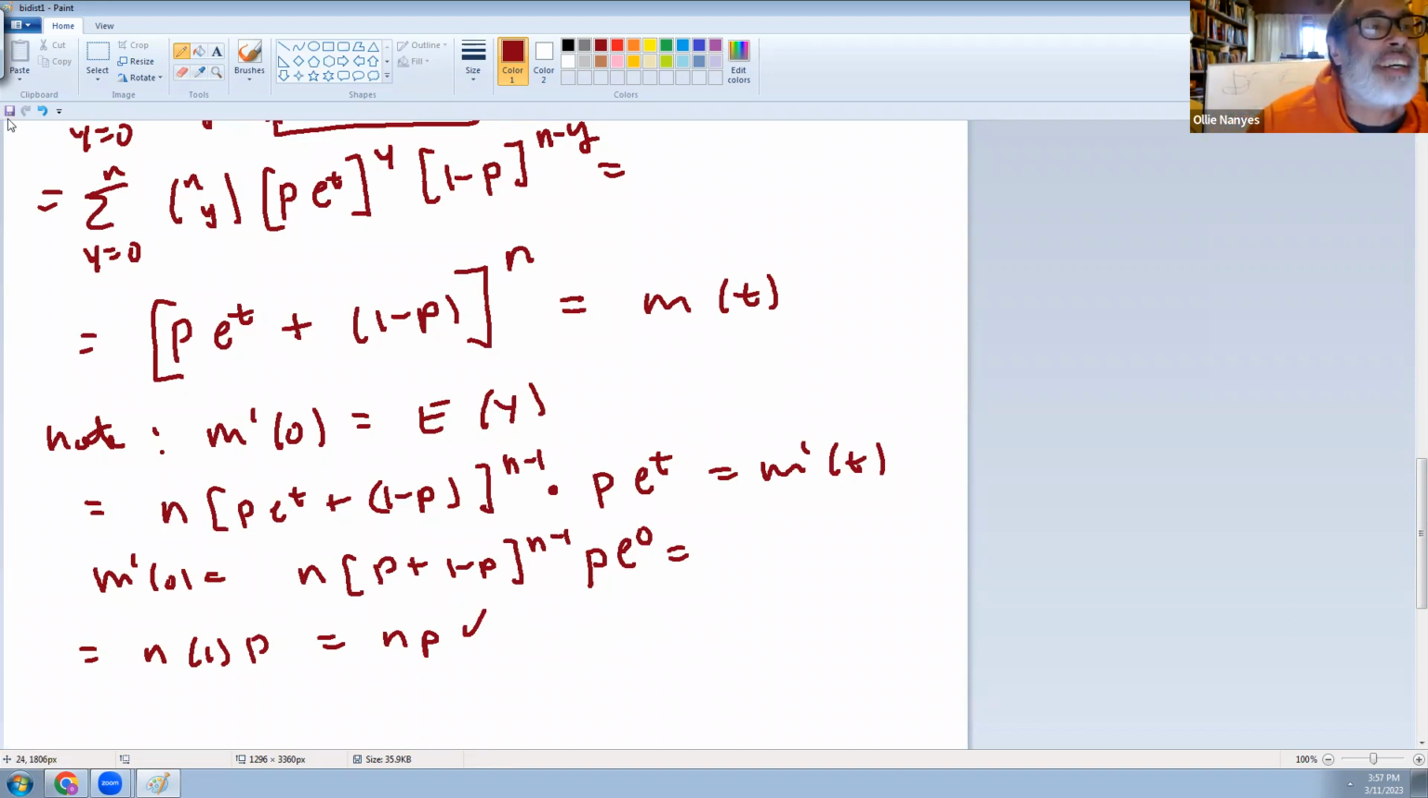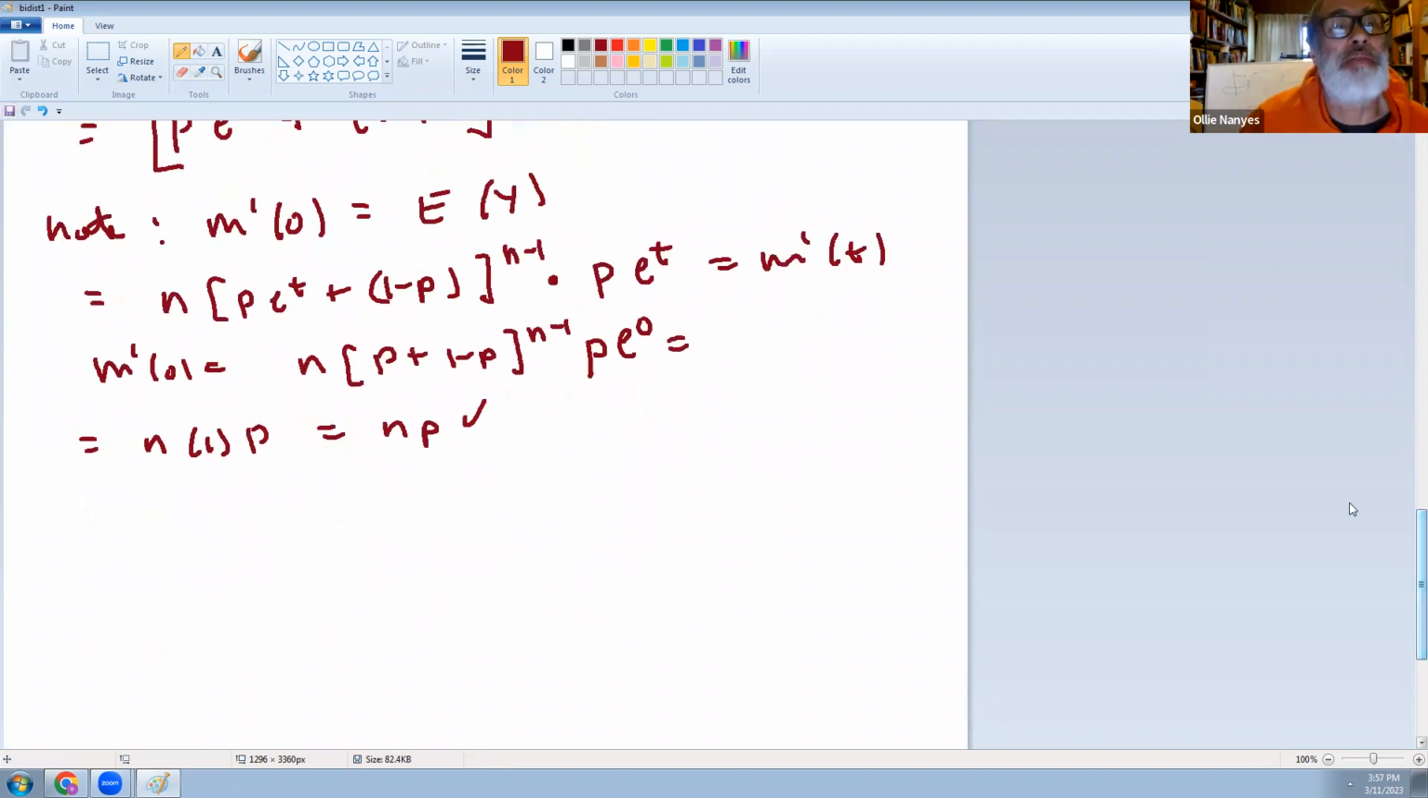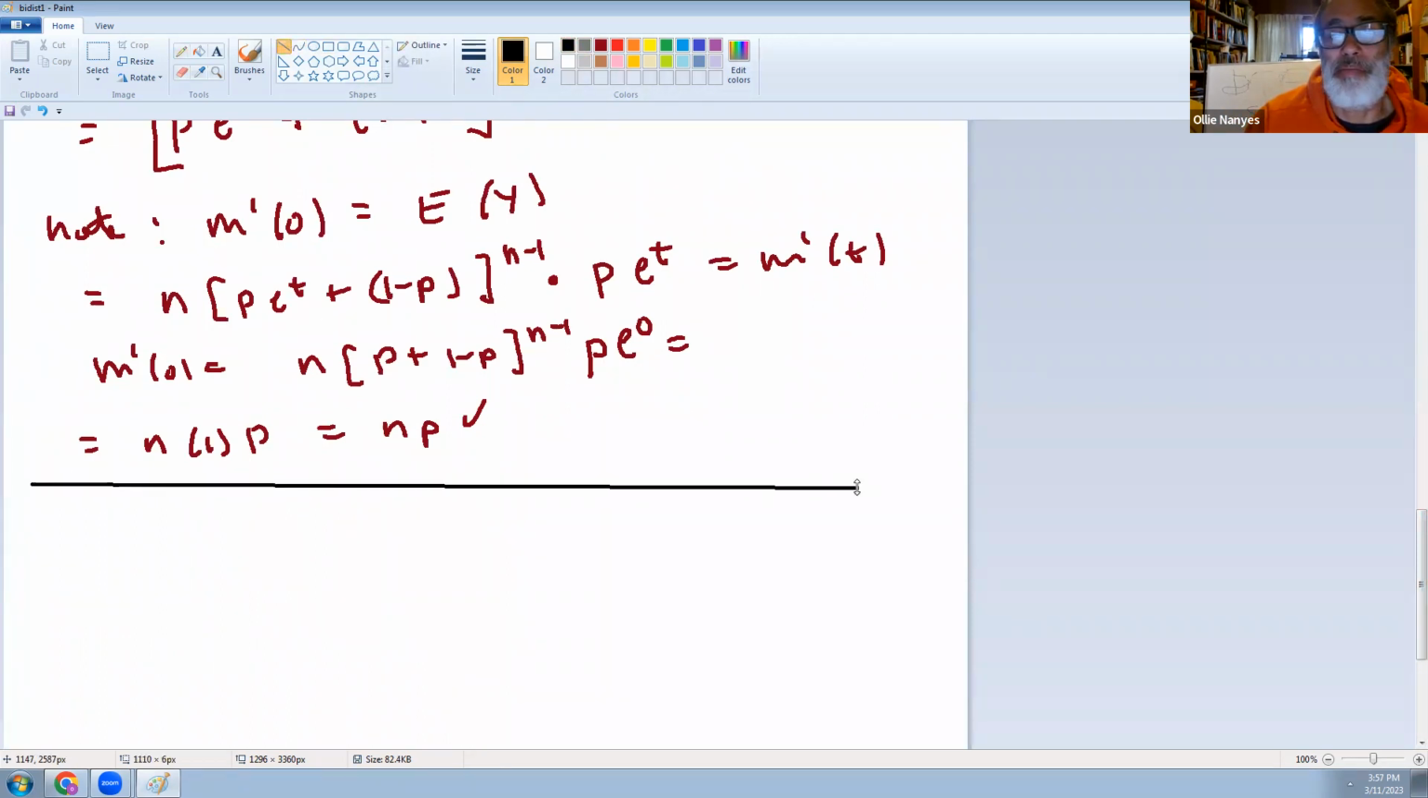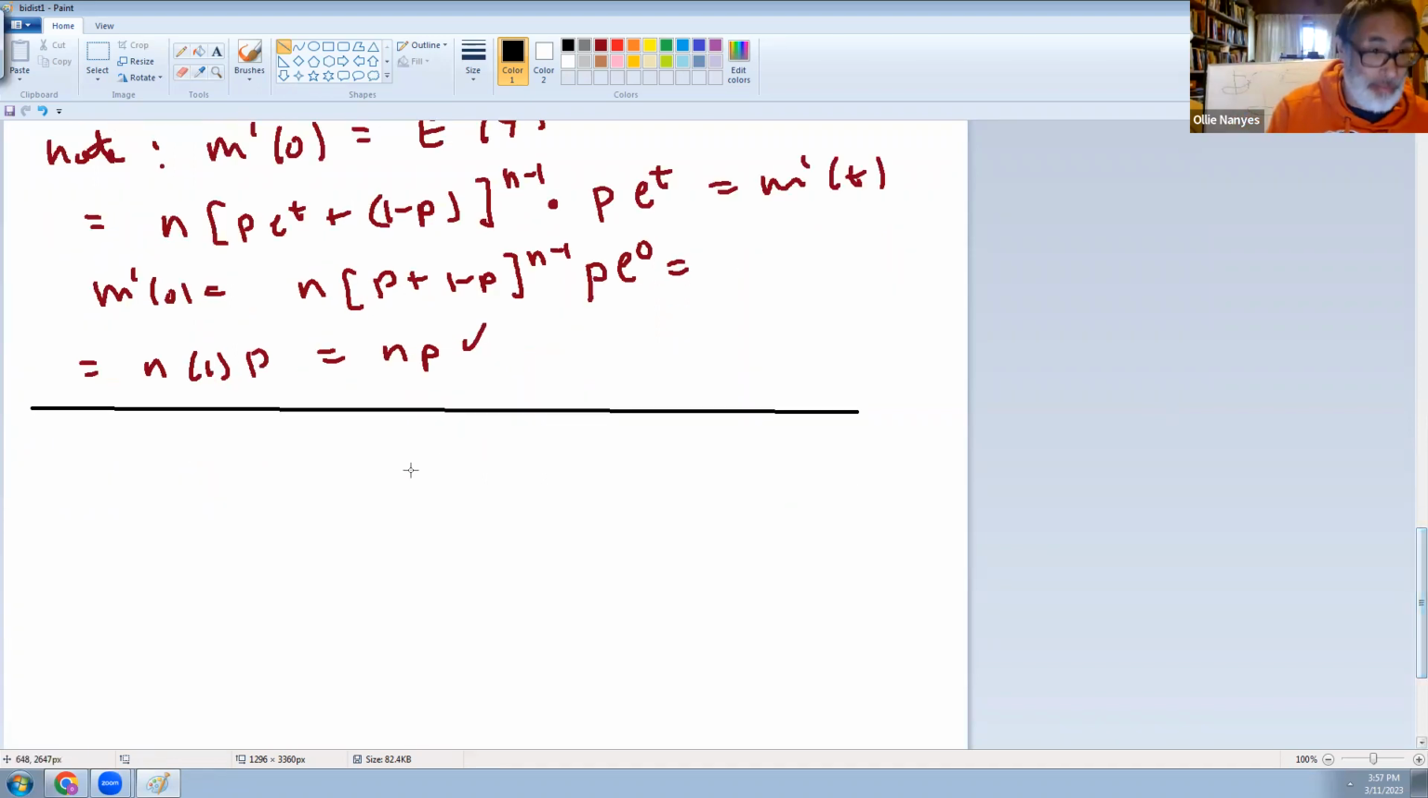However, I want to do this from first principles. So let's try to do this without the moment generating function. Now the moment generating function made it pretty easy. But let's say we don't know about the moment generating function. All right. And this is going to be here somewhere. Okay.